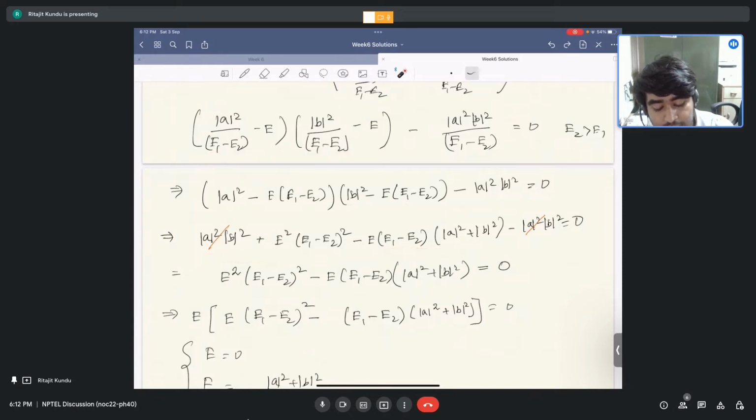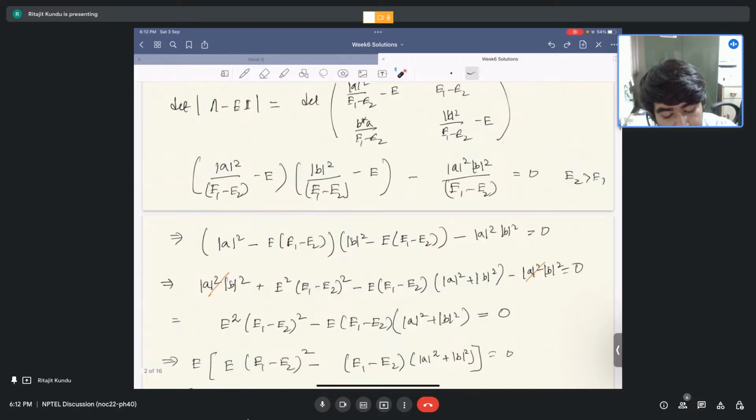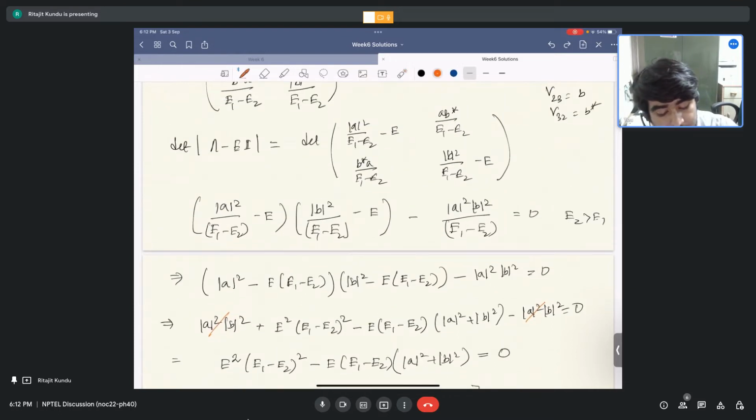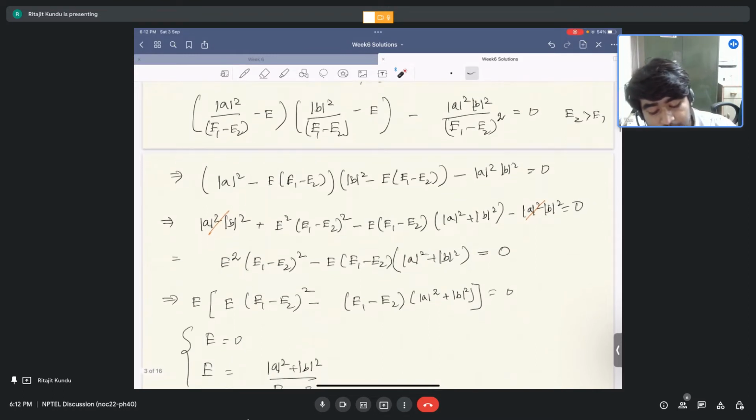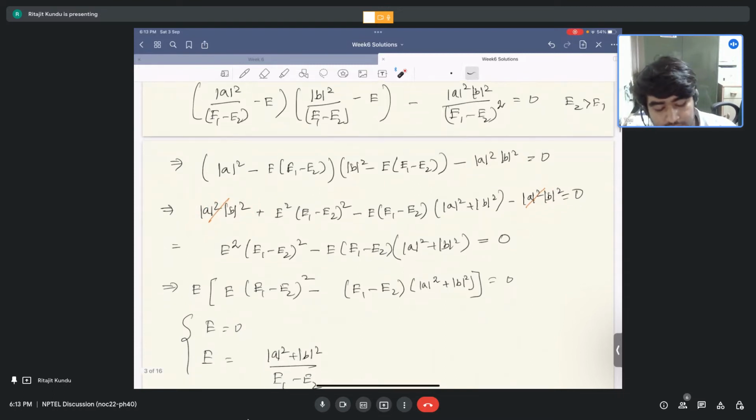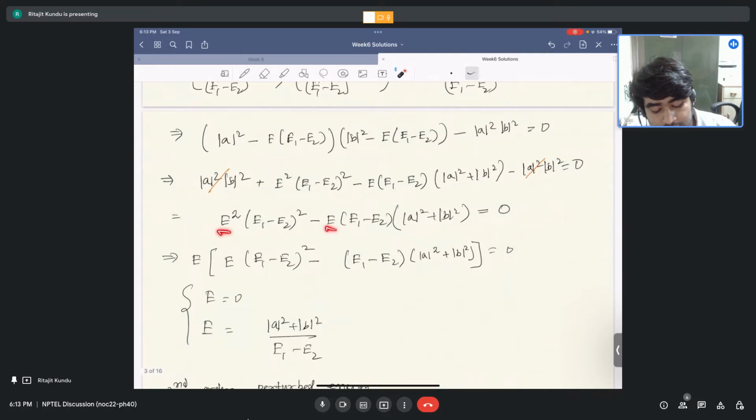Here what I have done is divide the whole equation by (E1 minus E2) squared. Now you can expand these two parentheses and you will get something like this. You will see that this last term which was sitting here cancels with this first term, and then you can take E as common. You will see that one of the solutions for E is actually 0.